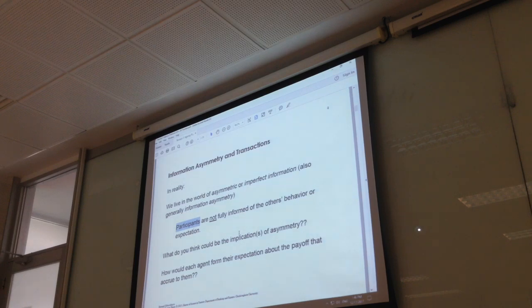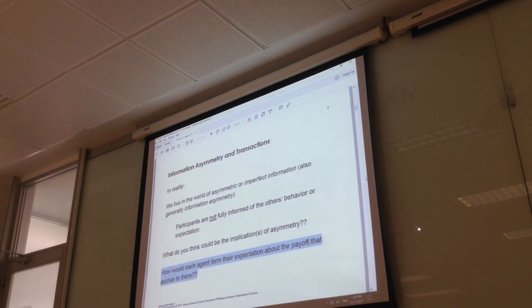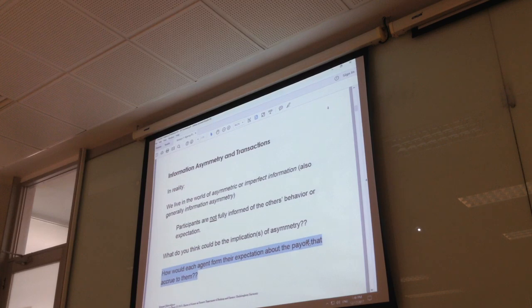Go lower? Why is that? In other words, I asked you this question. With asymmetry, information asymmetry, imperfect information, how would you form your expectation about the payoff that would accrue to you from buying a second-hand microphone? Your payoff would be lower. Lower from what? What makes it lower? But why lower? Well, because you said 60, the ask price is 100.